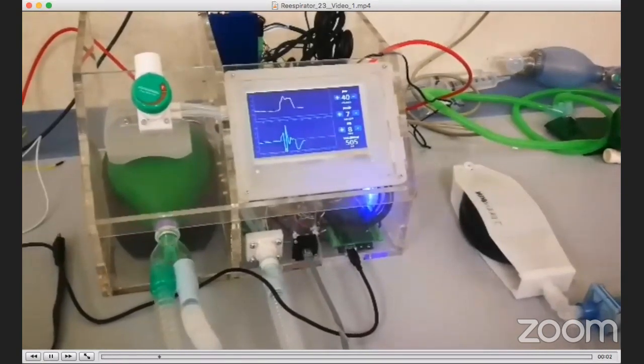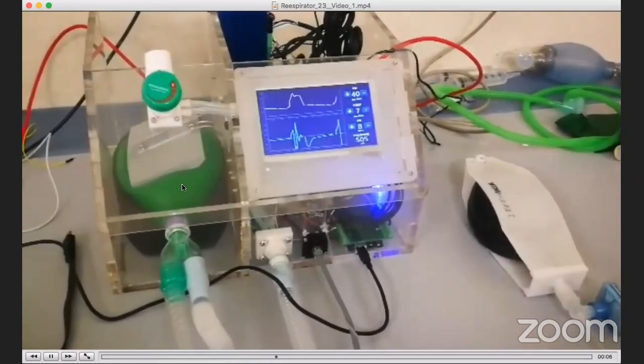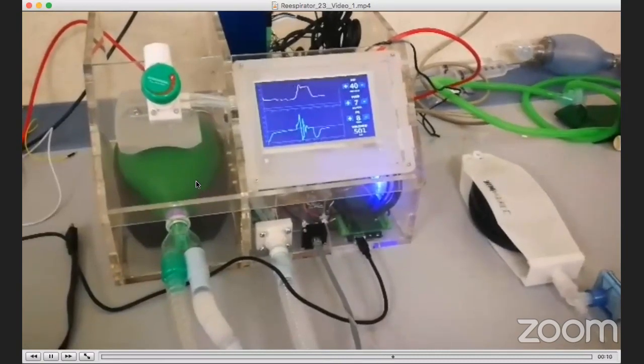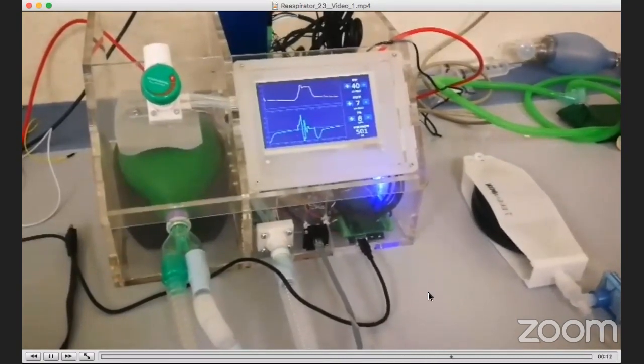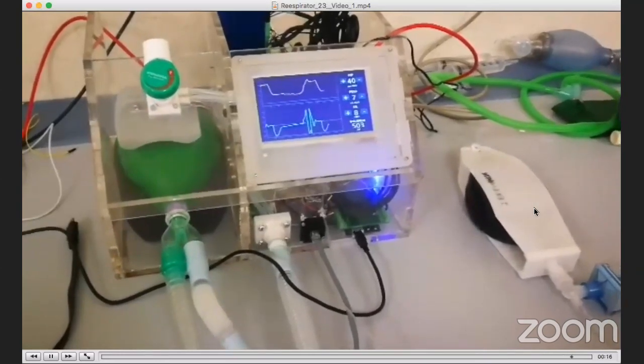Can you see it? This is similar to an AMBU, but it's not an AMBU. It's a Jackson-Rees system. And to the right, you have a simulator, a lung simulator. I will put you a second video, very short too.